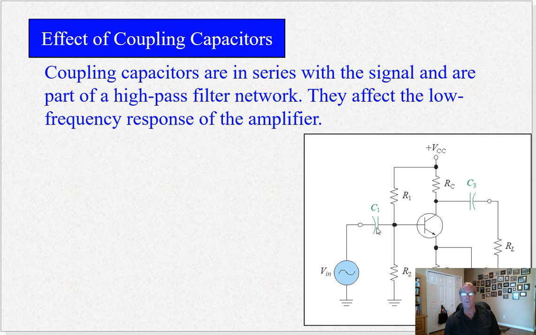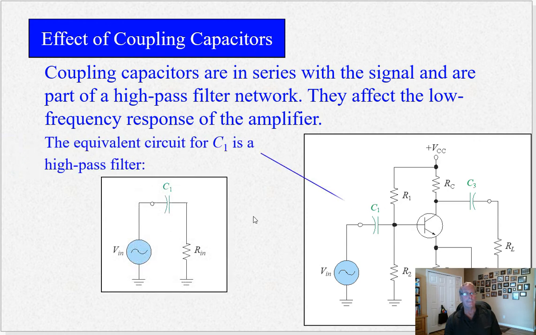At low frequencies, what happens? DC, it's open, so nothing's connected. So the coupling capacitors affect the low frequency response in a negative way, okay? As opposed to C2 here, which is a shunt capacitor, bypass capacitor, that's going to affect the high frequency response in a positive way, okay? See what else we got here.